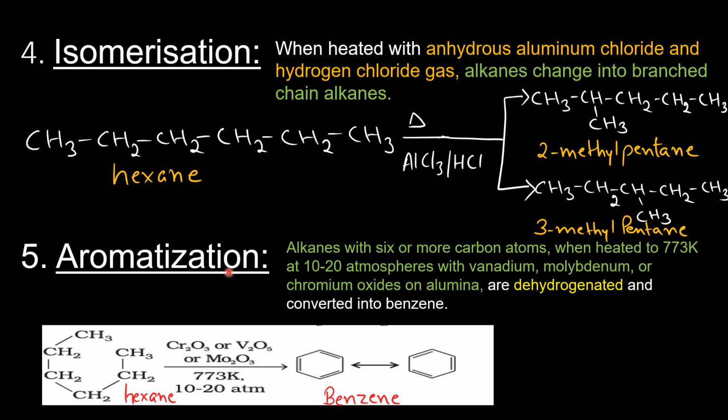Now let's come to the aromatization. What is the aromatization? Aromatization suggests when we are forming any aromatic compounds. How can we do it? Under the aromatization, we have to take care only of the alkanes with 6 or more carbon atoms when heated at high temperature and under the condition of pressure in the presence of some catalyst like chromium oxide, vanadium oxide, molybdenum oxide, they can produce the aromatic compounds such as benzene and they will release hydrogen gas. That's why it's written they are dehydrogenated. They will remove the hydrogen gas during the formation of aromatic compound.